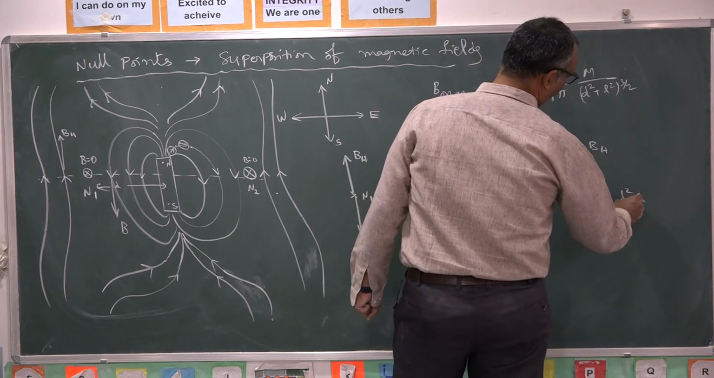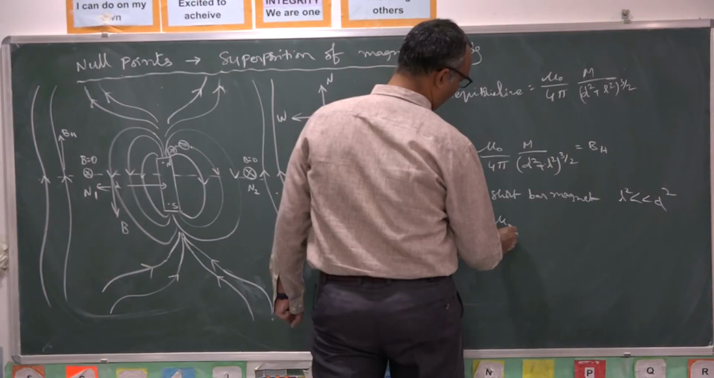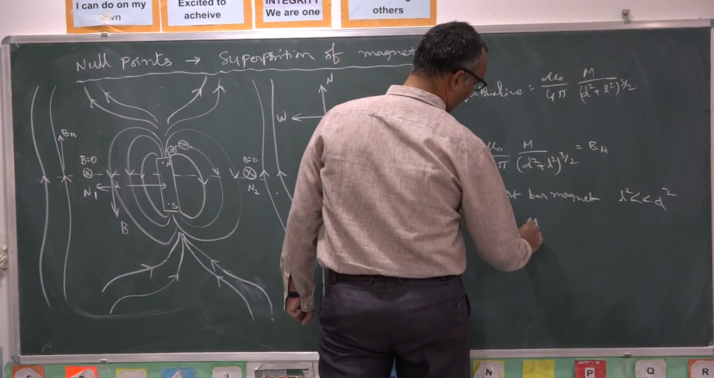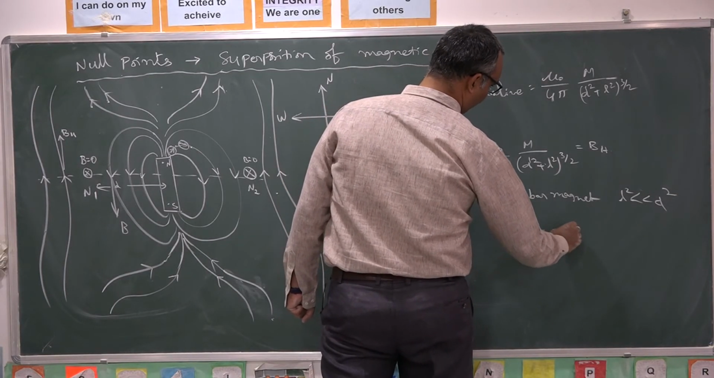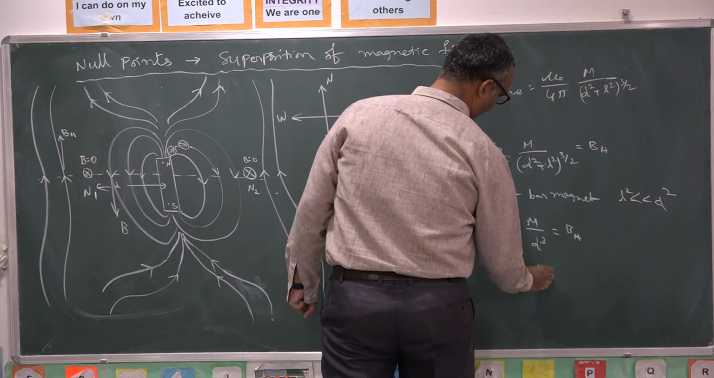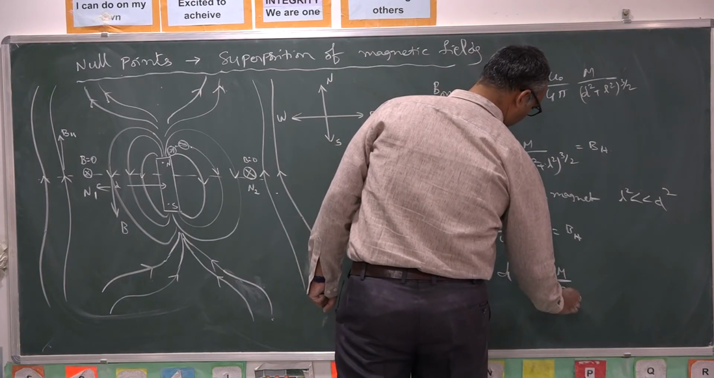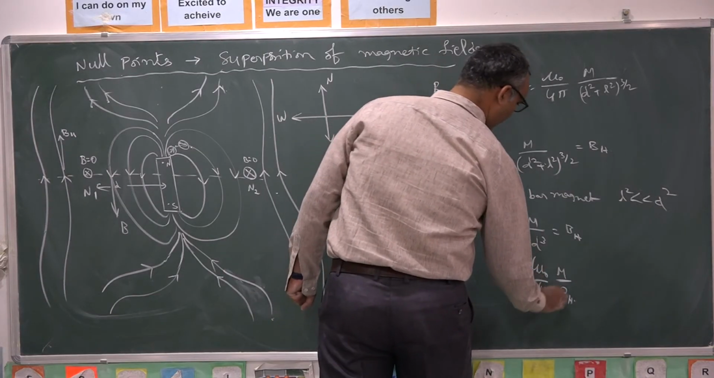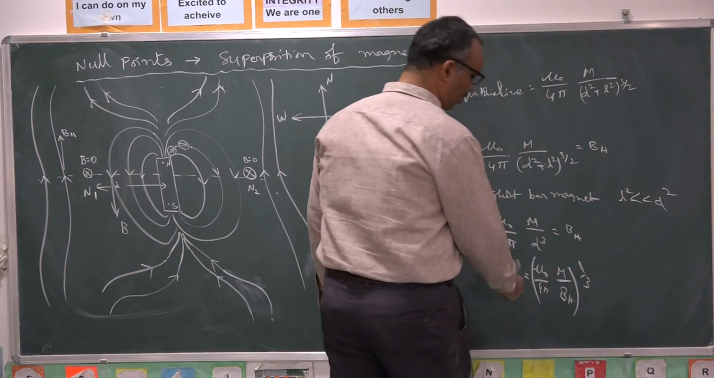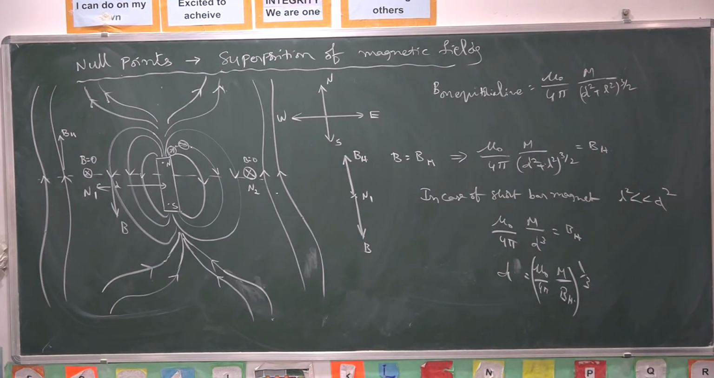L square is very small when compared to d square. Mu naught by 4 pi into M by d cube is equal to BH. Then d cube is equal to mu naught by 4 pi into M by BH. If you want to remove this 3, you should keep 1 by 3 here. By using this formula, you can identify the distance of null point due to a short bar magnet.